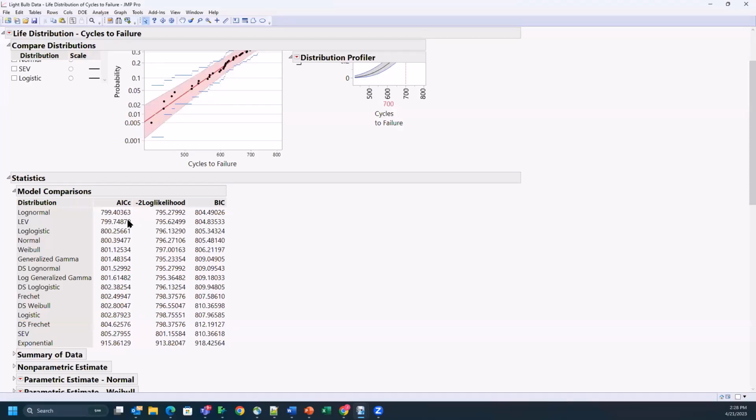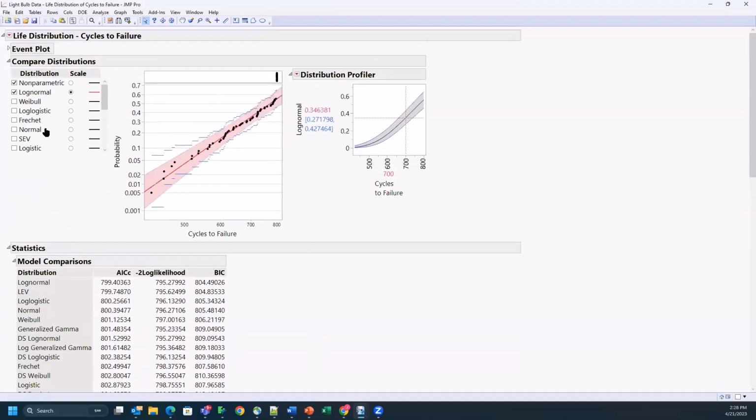Generally, I've heard different guidelines on this. If AICc numbers are within 2 points of each other, they're statistically the same. They're modeling the same data. They've got the same goodness of fit. If you get up to 4, a lot of people think even 4 points is okay. If you go a lot beyond 4 points, like this exponential distribution, let's check it out real quick.